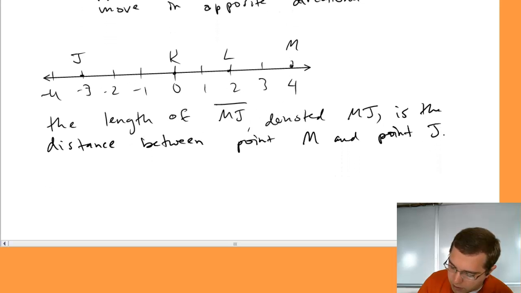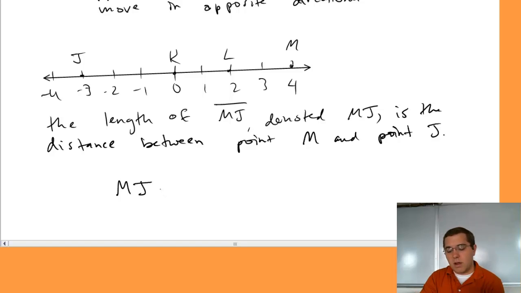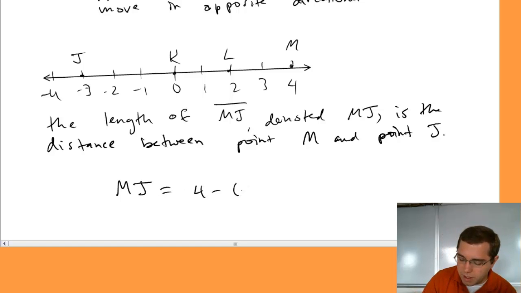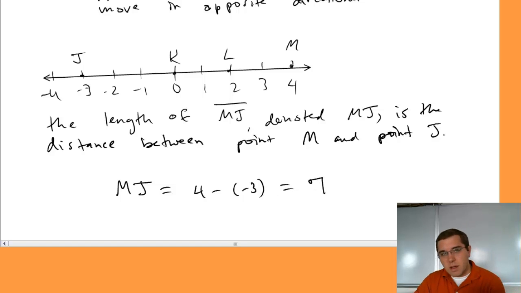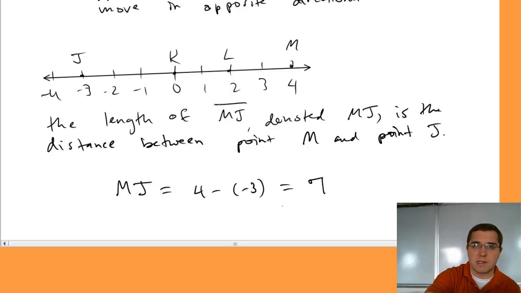We know on a number line we can find that distance by subtracting their coordinates. So the length of MJ is 4 minus negative 3, which is 7. I could have subtracted in the opposite order and done negative 3 minus 4, got negative 7, and take the absolute value. Distances are always positive, so it makes no sense to talk about a negative distance or a negative length.